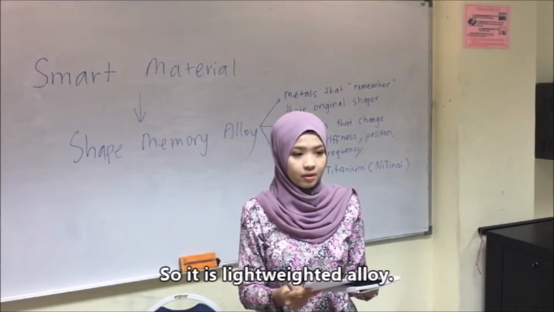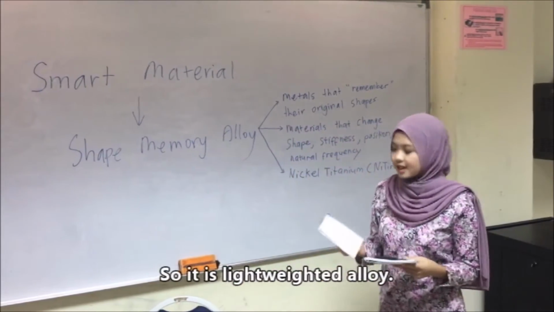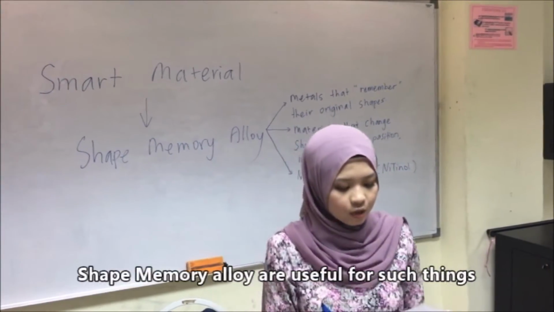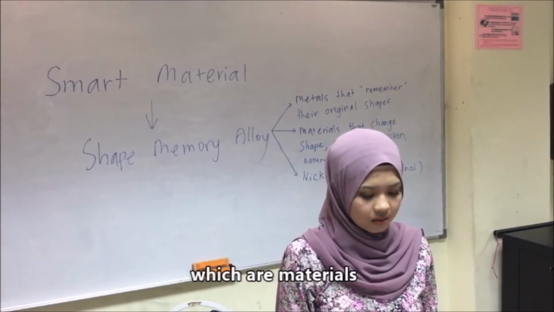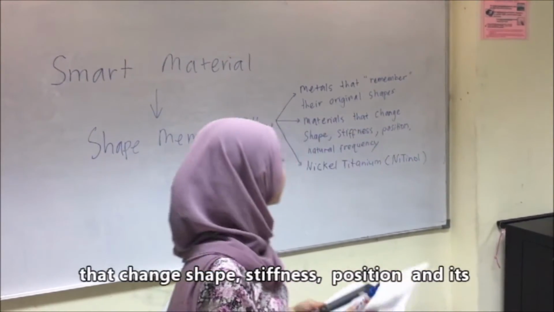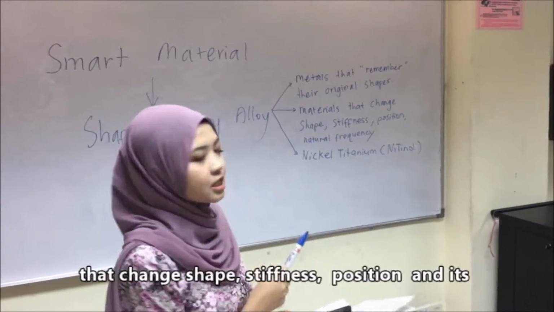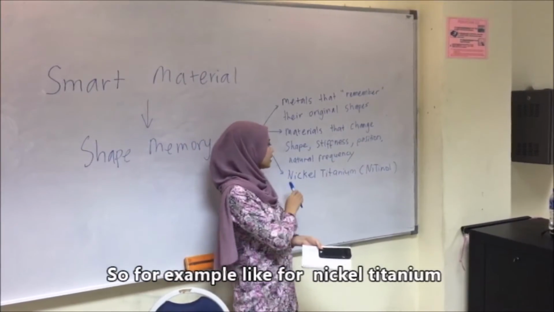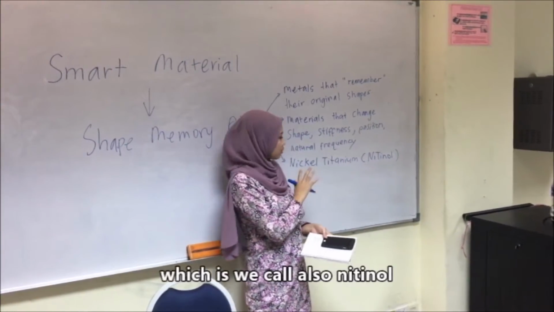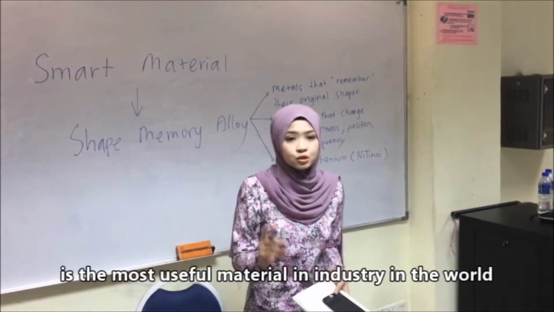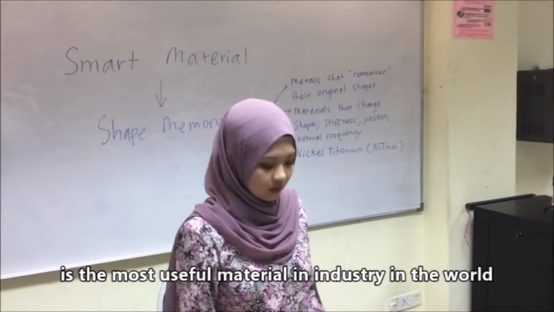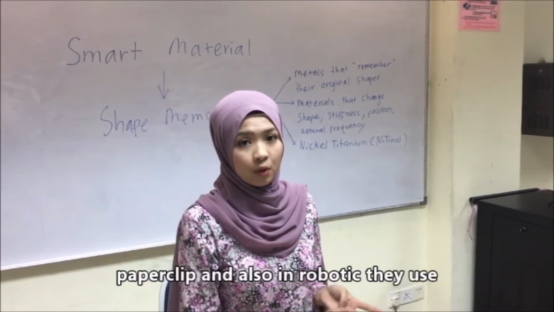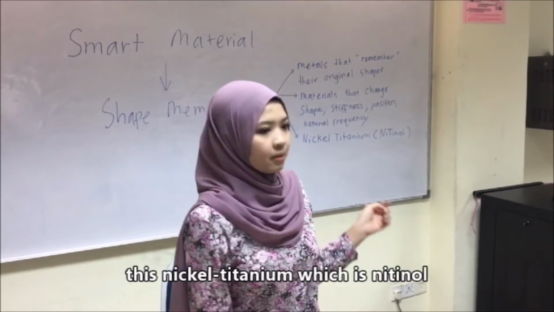So it is a lightweight alloy. Secondly, shape memory alloys are useful for materials that change shape, stiffness, position, and natural frequency. For example, nickel titanium, which we also call nitinol, is the most useful material in the industry in the world. For example, in braces, eyeglass frames, paperclips, and also in robotics, they use this nickel titanium, which is nitinol.